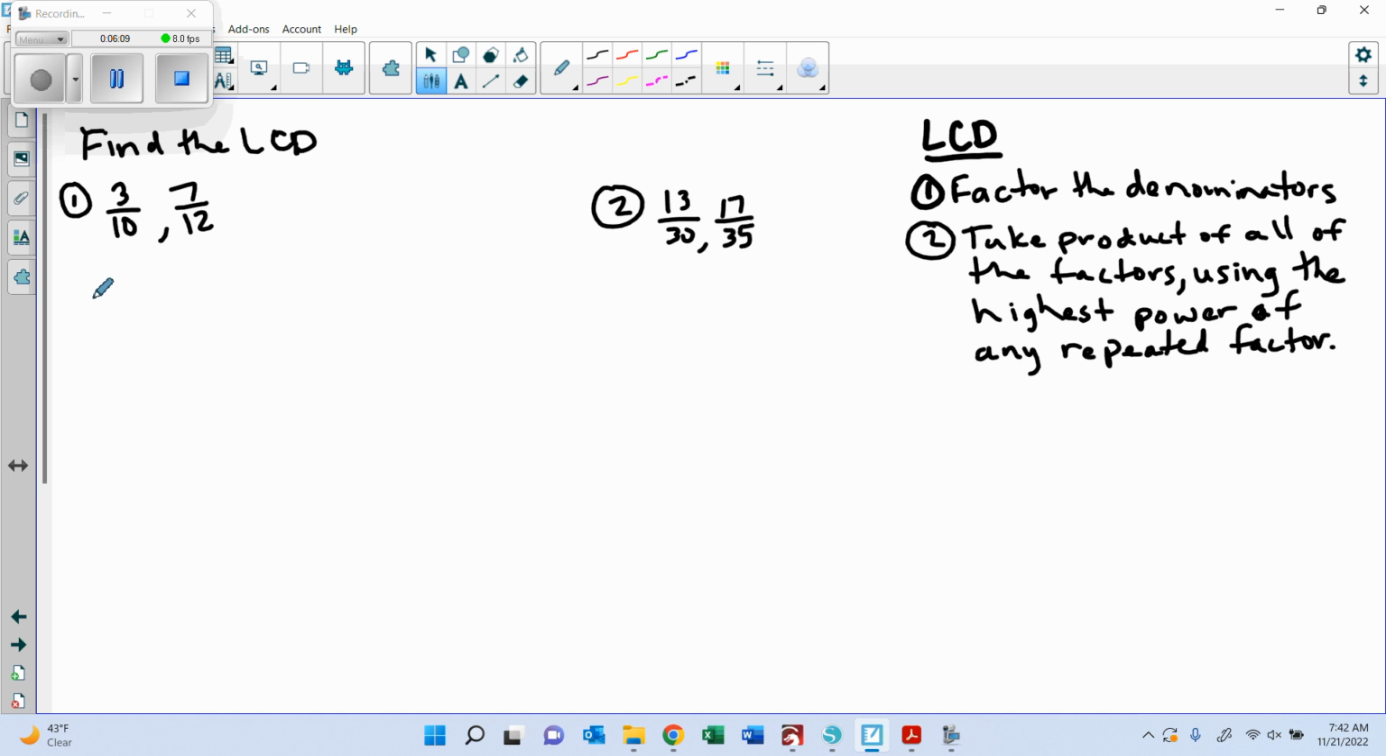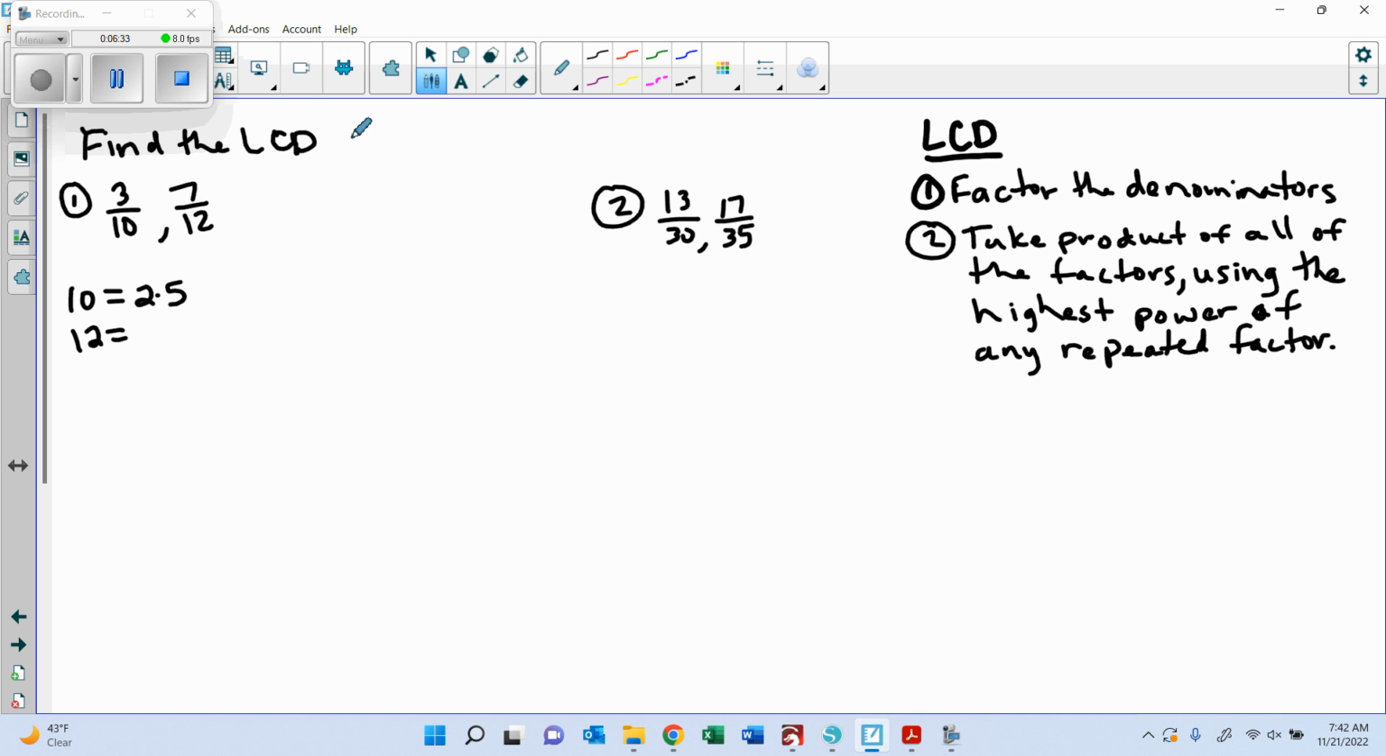All right, so what we're going to do is we're going to take 10 and we're going to write it as factors, and we're going to take 12 and do the same thing. So 10 really doesn't have any choices if I want to do factors that aren't 1 times. So it's going to be 2 times 5. And that's the only way to get 10 other than 1 times 10.